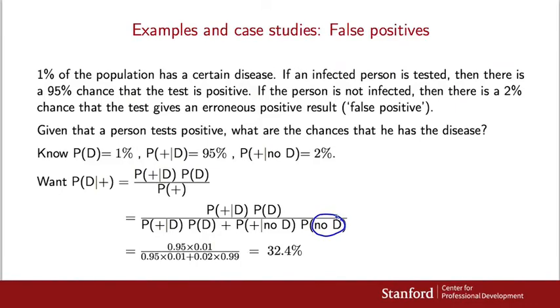The reason is that most of the population does not have the disease. Only 1% of the population has the disease, and the test finds most of those. But there's also a 2% chance of finding the disease for a non-infected person, and since there are so many people who are non-infected, that number is quite big. And that's why there's only a 32% chance that the disease is present among those tested positive.